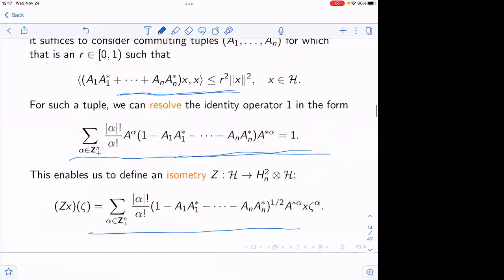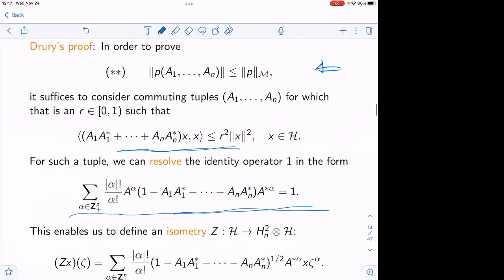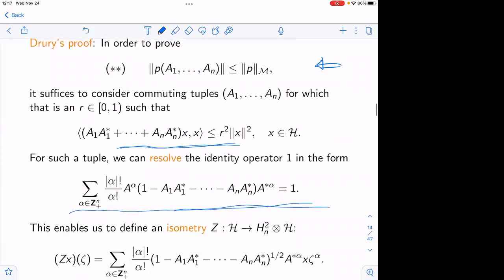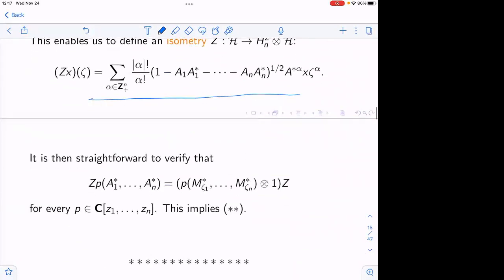Because C is an isometry, this implies the polynomial inequality for row contractions. Now, there's one thing I want to mention, which Michael did not mention in his talk. If you read Drury's paper, you have to be careful, because his tuple is exactly the adjoints of the tuple A1 through An in this talk. In other words, what's on this slide is really a translated version of what's in Drury's paper.